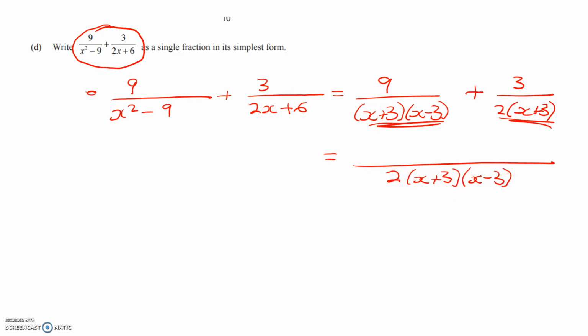minus 3). So that means that all I have to do with this 9 is to multiply it by 2, and that becomes 18. Here, what happened to the 2 times (x plus 3)? Well, it got multiplied by this bit here, just the (x minus 3). So that's all I have to do to the 3.